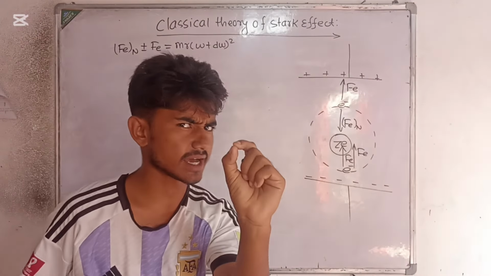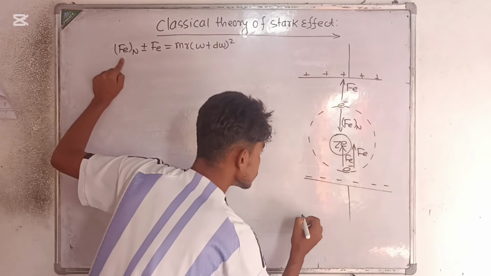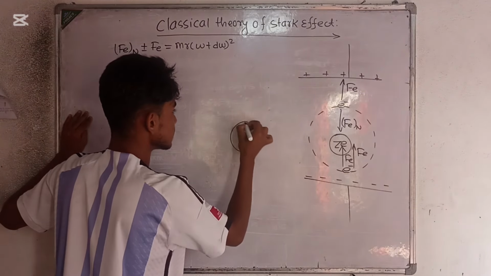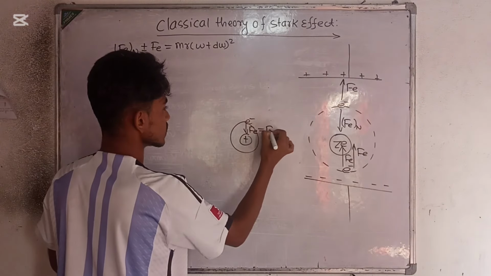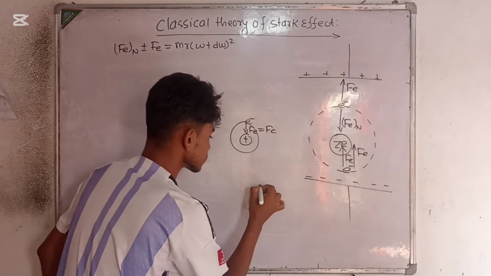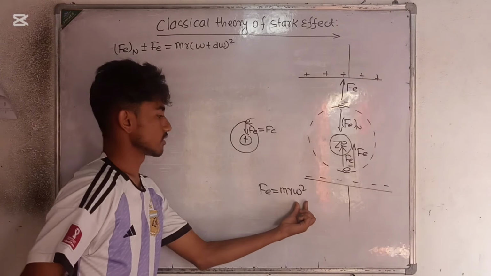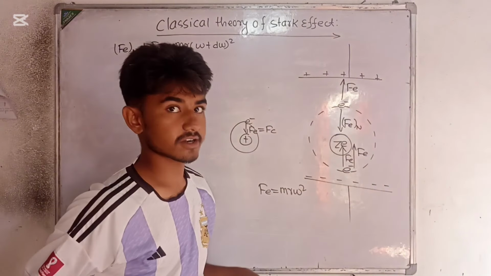Omega plus d omega, this small quantity, right? So at equilibrium, if the electric field is removed and the electron is moving in this particular orbit, the electrostatic force would be equal to the centripetal force, right? So the electrostatic force can be replaced as m r omega square, because there is no shift in velocity if there is no external electric field.